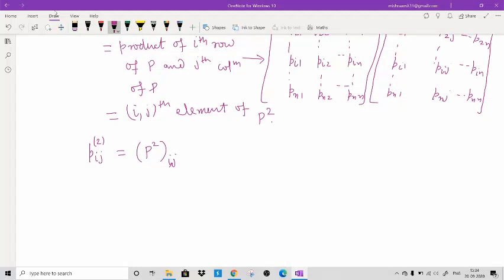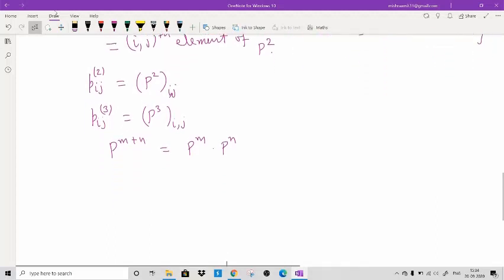So now you can understand. Similarly, you can find Pij3. You can show that it is nothing but the ijth element of P cube. So what is our Chapman-Kolmogorov equation? That says that P(m+n) is nothing but P(m) into P(n). So this is for the time homogeneous Markov chain. So it actually simplifies the calculations in a very good way.